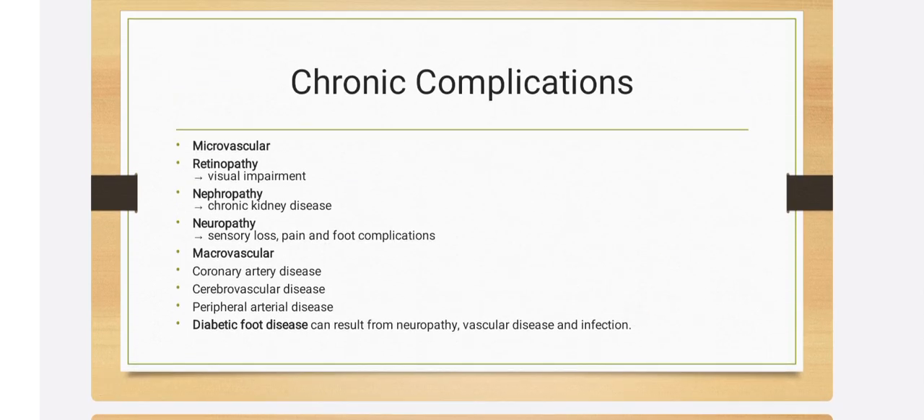Next, chronic complications. Persistent hyperglycemia can cause chronic complications. These are broadly divided into microvascular and macrovascular complications. The major microvascular complications are diabetic retinopathy, diabetic nephropathy, and diabetic neuropathy. Retinopathy can eventually cause visual impairment and blindness. Kidney disease can progress to chronic kidney disease and in severe kidney cases, kidney failure. Neuropathy can produce numbness, tingling, burning pain, and loss of protective sensation.